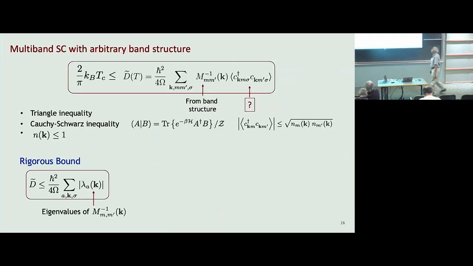Now, what would you do if you have an honest to goodness complicated multi-band system? You can get this from band structure, but in general, you have no idea what to do with that. So you can play some mathematical physics games. You use some standard inequalities, introduce an inner product in the space of operators, use Cauchy-Schwarz, and finally say, okay, this density matrix is bounded above by momentum distributions. The momentum distribution in a Fermi system can never be more than one. And you can produce rigorous bounds that just depend upon the band structure and nothing else, but you are degrading the bound by the series of inequalities.